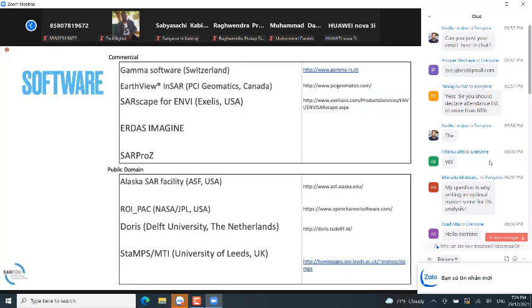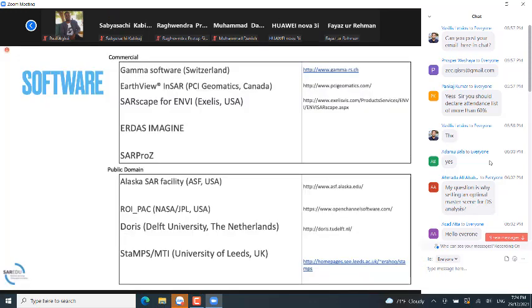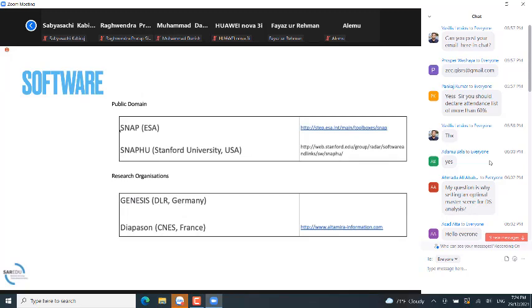But there are also free software tools available, like Roi_pac or Doris or StaMPS, which are in the public domain and can be used for processing, as is SNAP here, for example, which many of you are using, I assume, which you can also download, as well as SNAPHU, which is a tool for phase unwrapping, which actually is also used by SNAP for that.